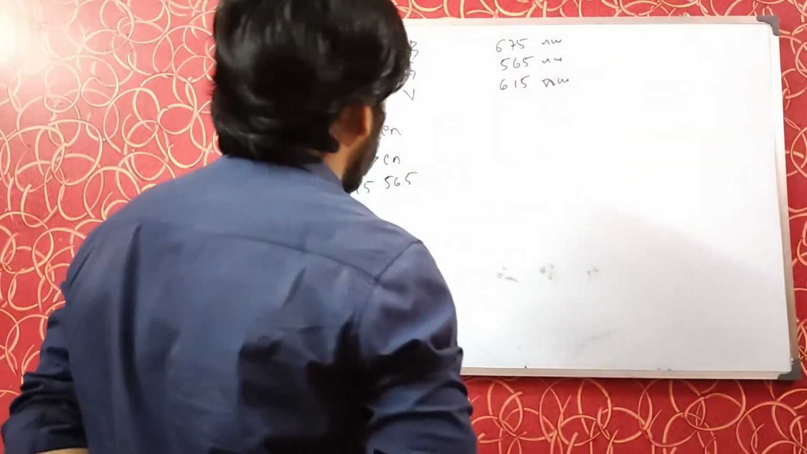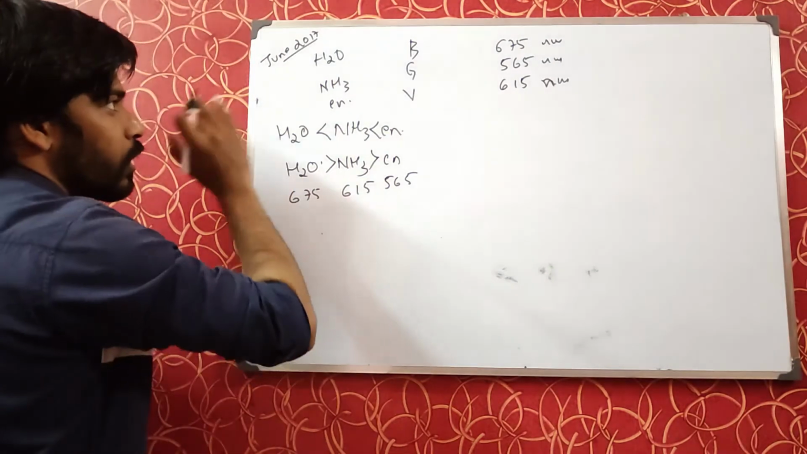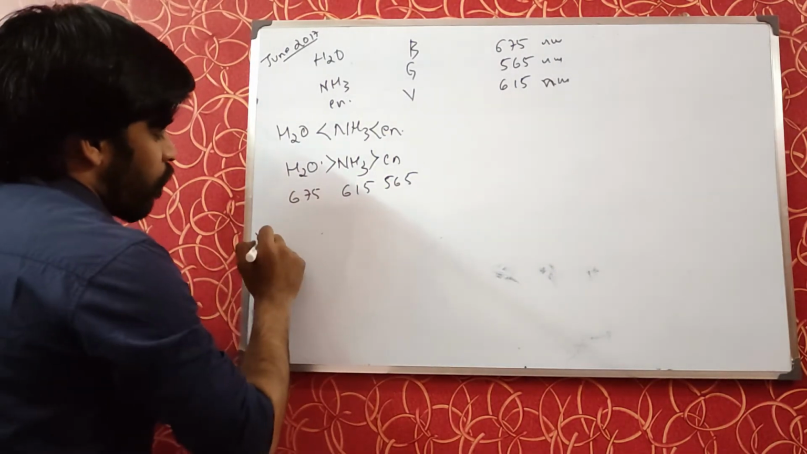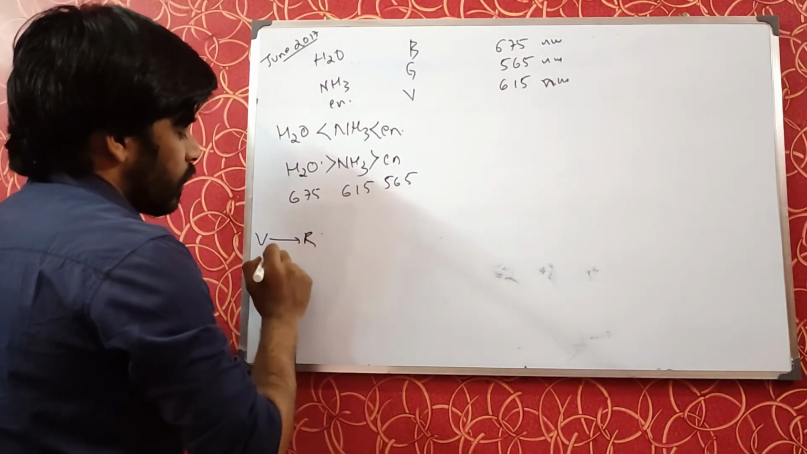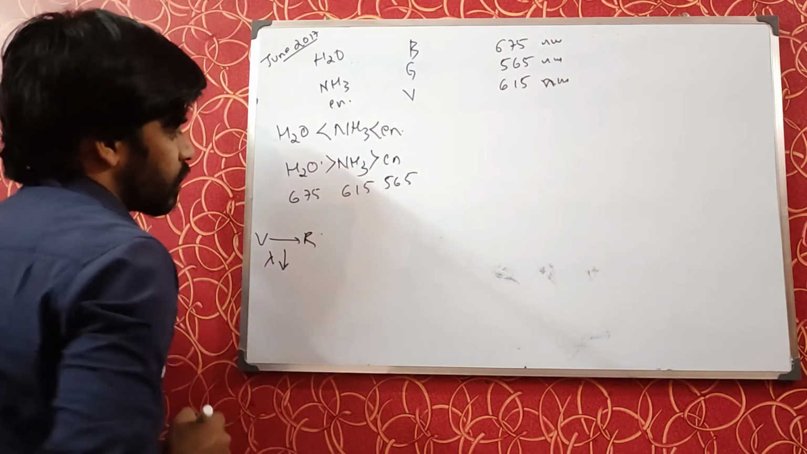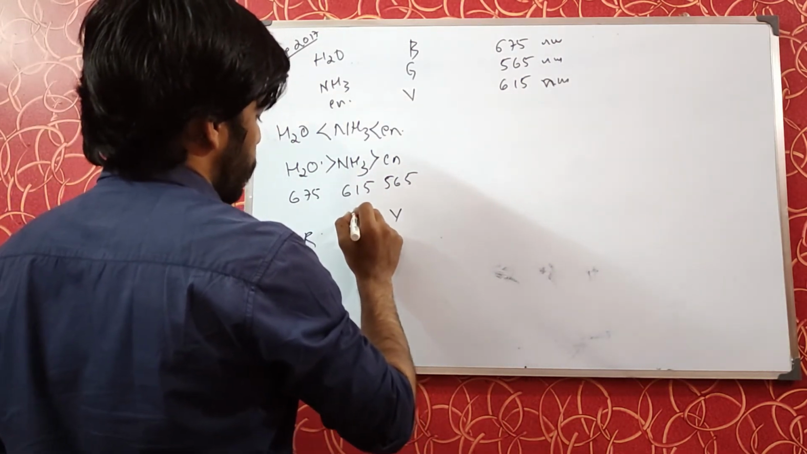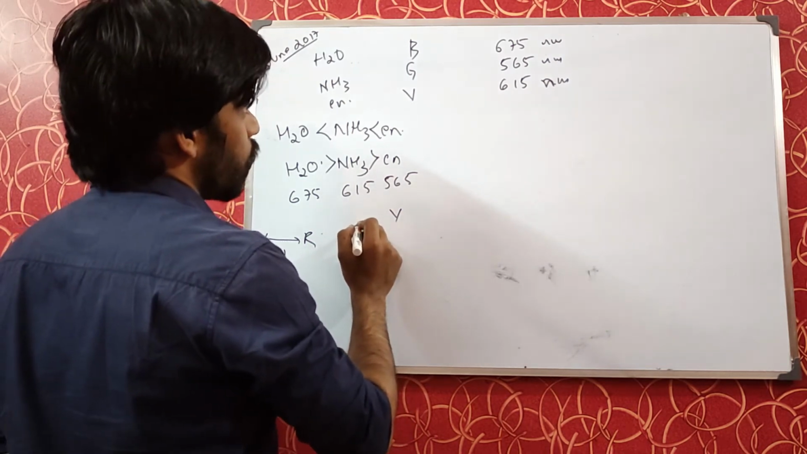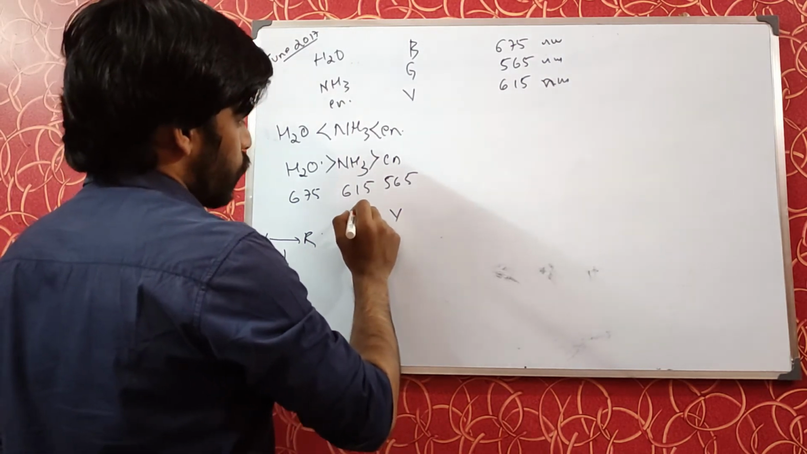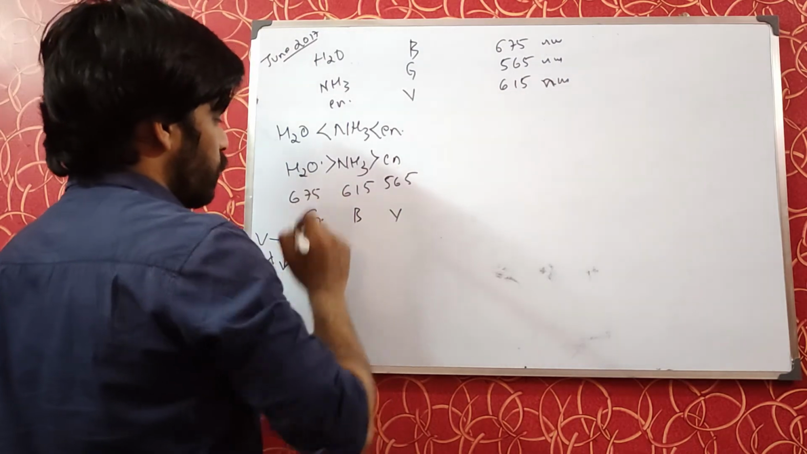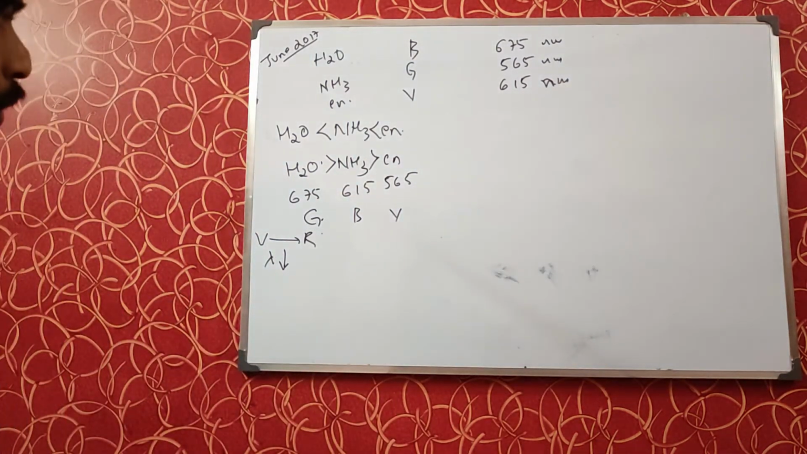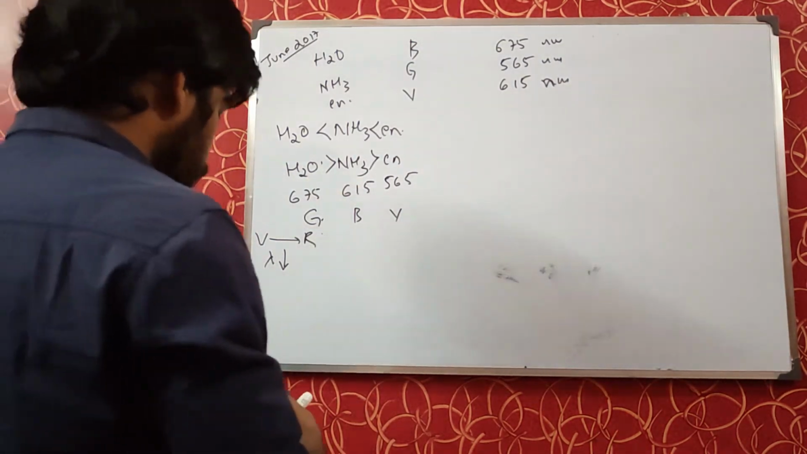Okay, now about the color. From violet to red, the wavelength decreases. So that would mean this should be violet, this should be B and this should be G. So this should be the answer.